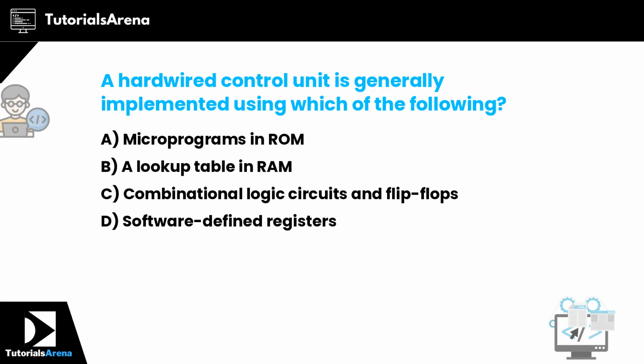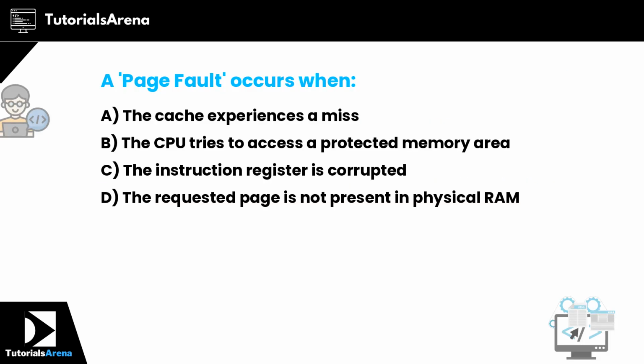A hardwired control unit is generally implemented using which of the following? The correct answer is option C, combinational logic circuits and flip-flops. A page fault occurs when. The correct answer is option D. The requested page is not present in physical RAM.